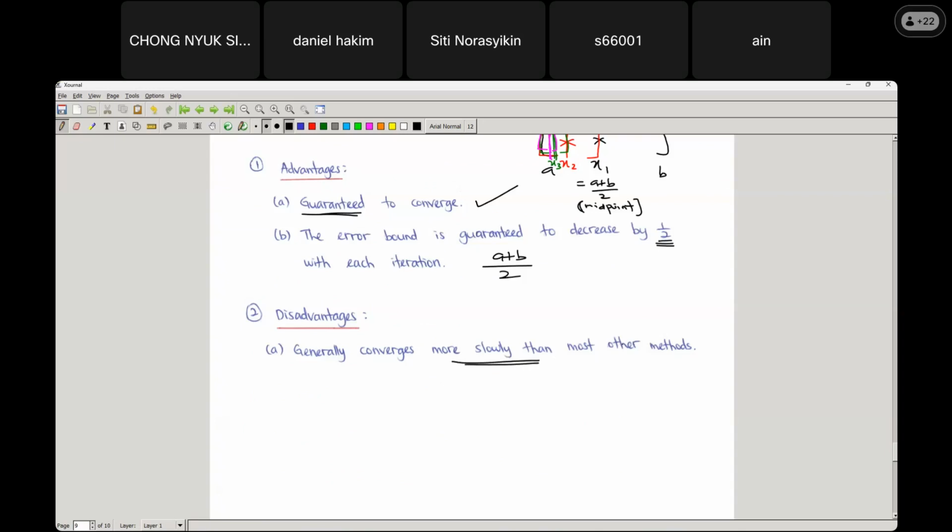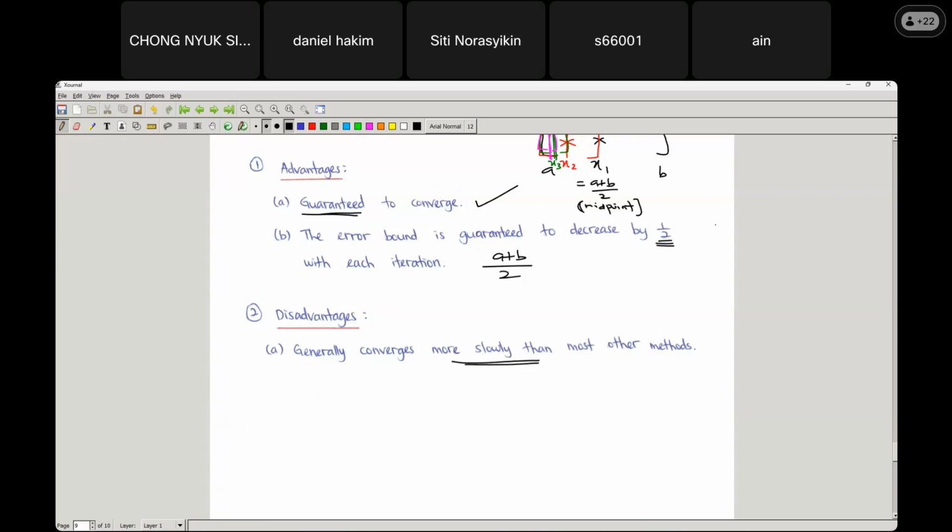Most of the numerical methods. If you compare the bisection method with Newton's method, or you compare the bisection method with the secant method, most of the time, the bisection method converges slower. Okay, so this is a disadvantage. The good thing is it is guaranteed to converge, and the error bound is decreased by half with each iteration.